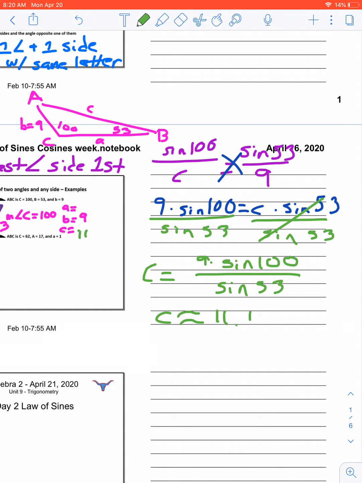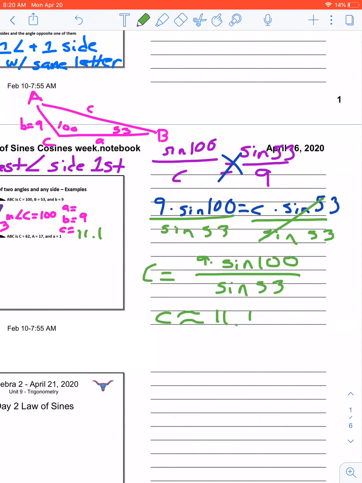And that makes sense because the largest side length should be across from the largest angle measurement. If it's not, there's something wrong there. Okay? So now I have C.